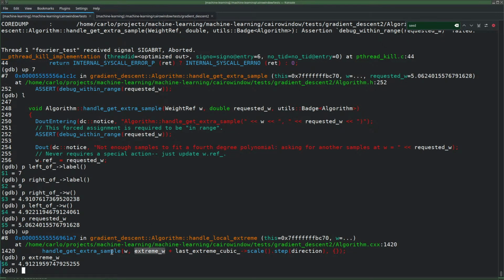Yep. So the extreme is in range, but we only have 2 samples. We need a third sample to fit a 4th degree polynomial correctly. And it decides to take a sample at 5.06. I see no problem with that at all. So I would say that in the case of this handle get extra sample, that's just a hole.